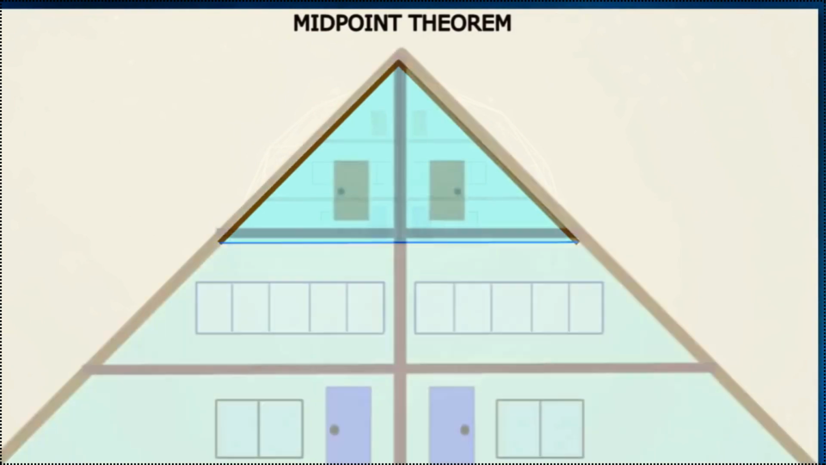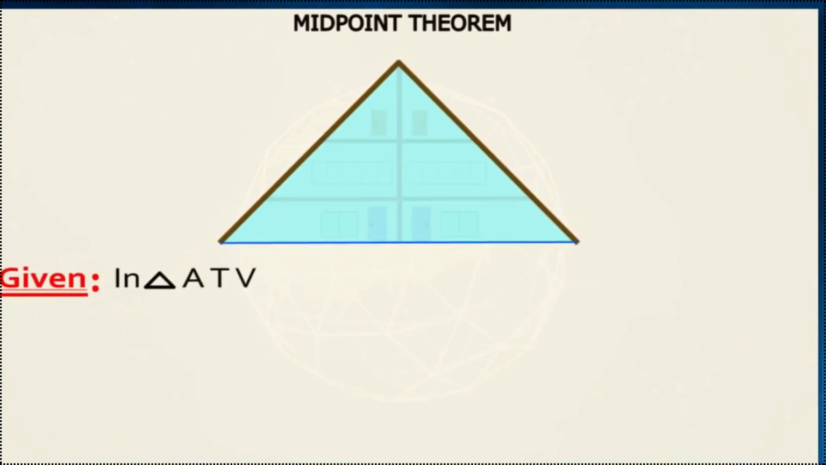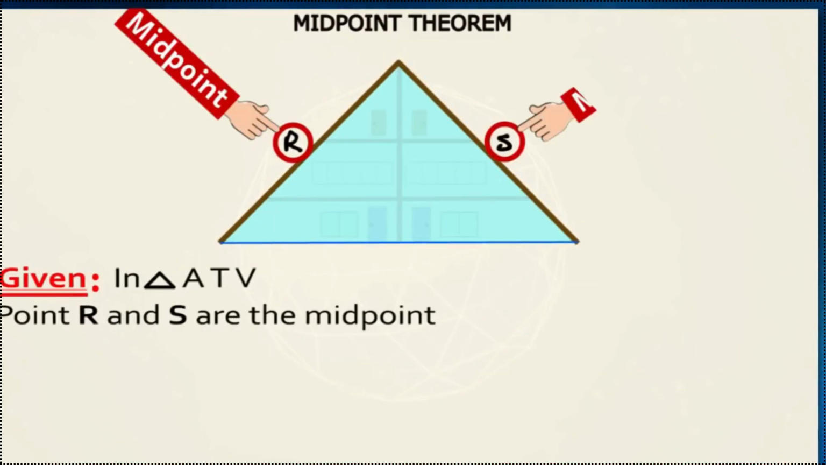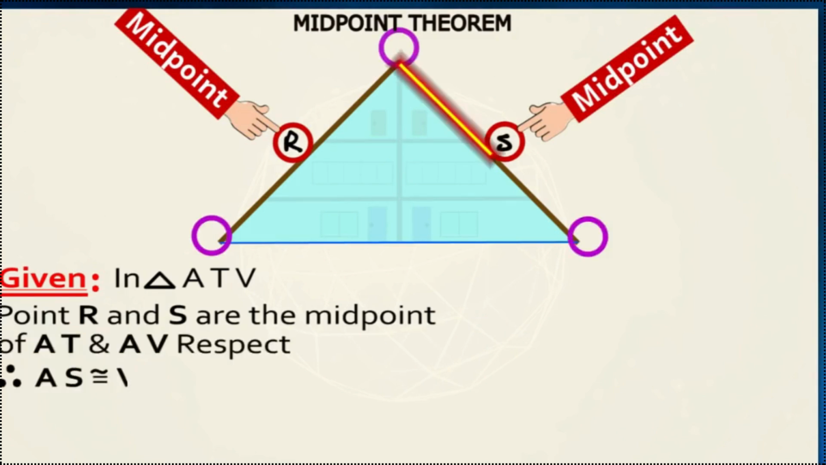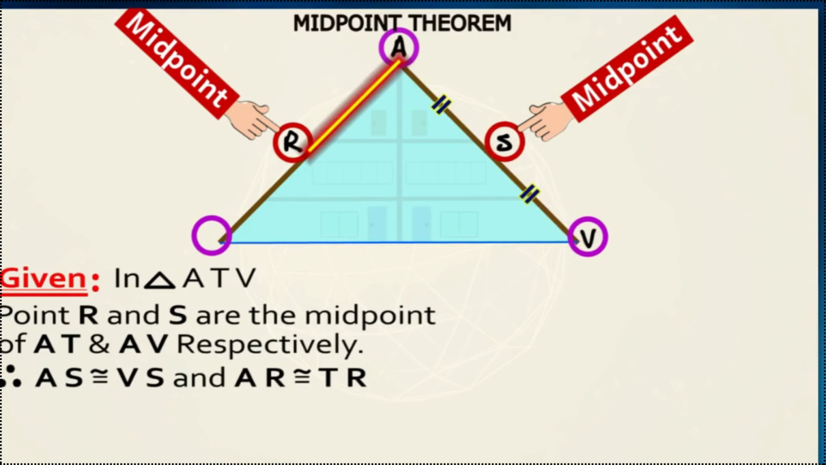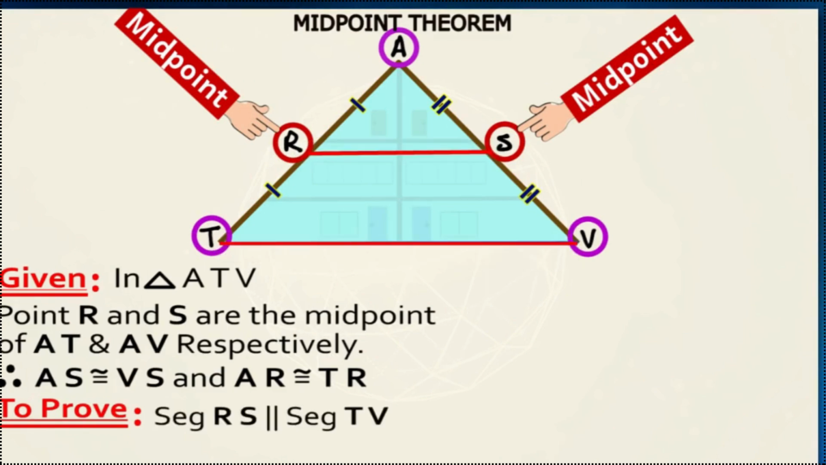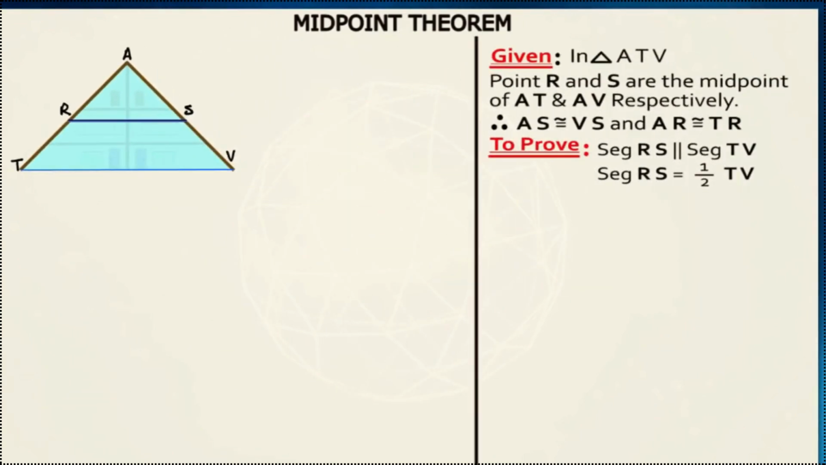Let's make a geometrical figure from the building and name it. We have taken points R and S as midpoints, because of which AS is congruent to VS and AR is congruent to TR. Now here, we have to prove that RS is parallel to TV and RS is half of TV. So firstly, we'll have to do a small construction. Let's construct the line segment VP, which is parallel to RT, and extend RS to join point P.